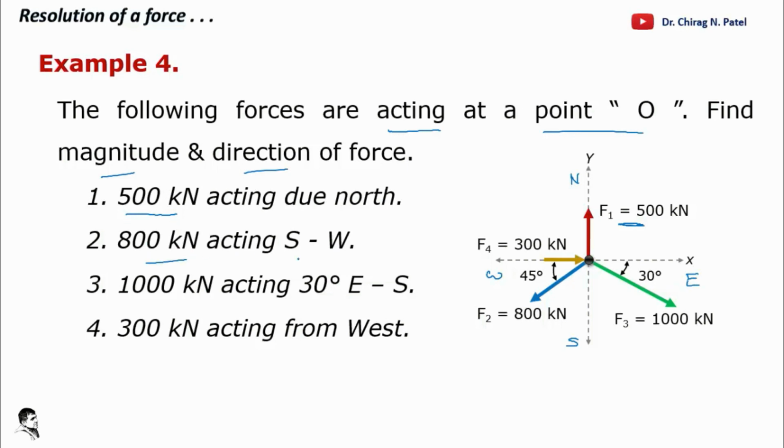800 kilonewton acting southwest, so that is starting from the south and going to the west, exactly in between, a 45 degree angle. 1000 kilonewton acting 30 degrees east of south, so 1000, that is east to south 30 degrees. And finally 300 kilonewton acting from the west, so that is applicable at this point like this.